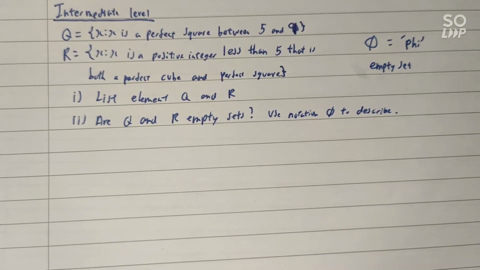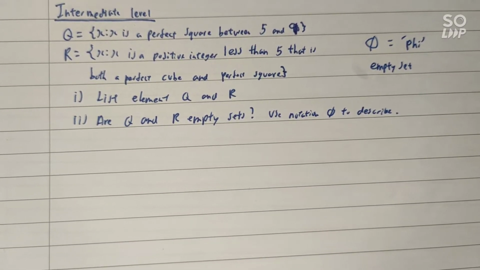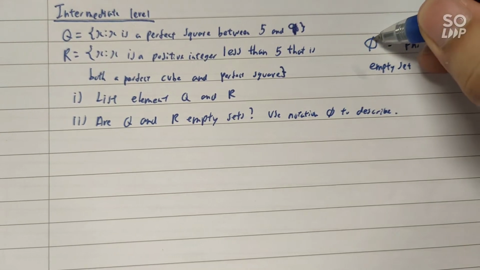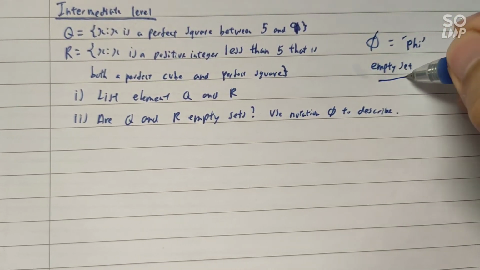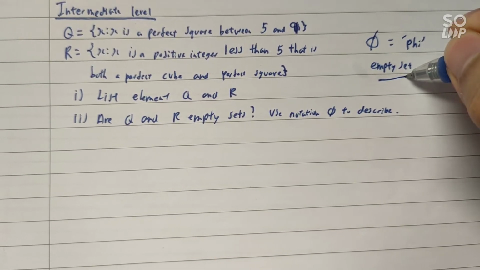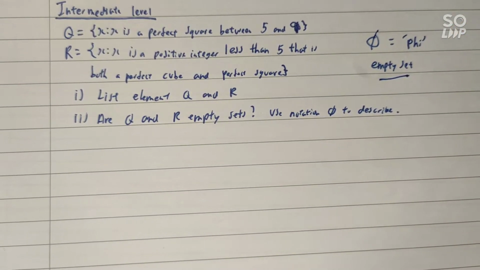Right, now we'll move on to the intermediate level. Just now I forgot to mention that this symbol right here, a circle and a dash, is known as phi, which is also known as an empty set, to represent an empty set. Okay, now to move on to an intermediate question.